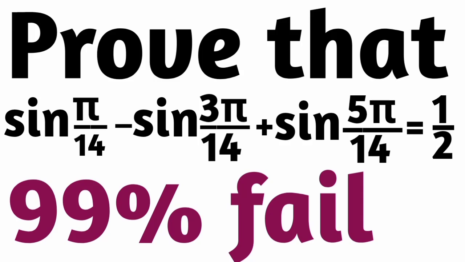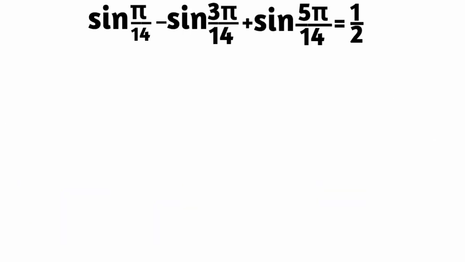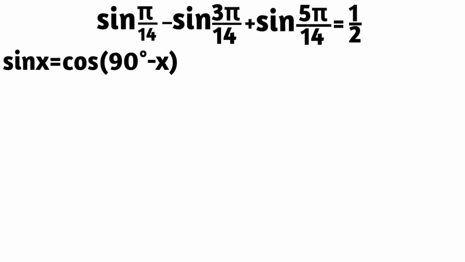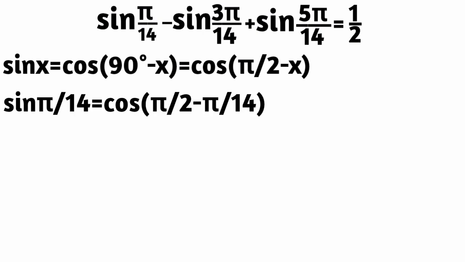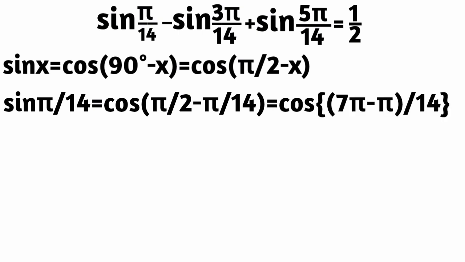Hello everyone, in this video we are going to prove sin pi by 14 minus sin 3 pi by 14 plus sin 5 pi by 14 is equal to 1 by 2. We know that sin x is equal to cos (90 degrees minus x), that means cos (pi by 2 minus x). So we use this concept to express each sin term in the form of cos.